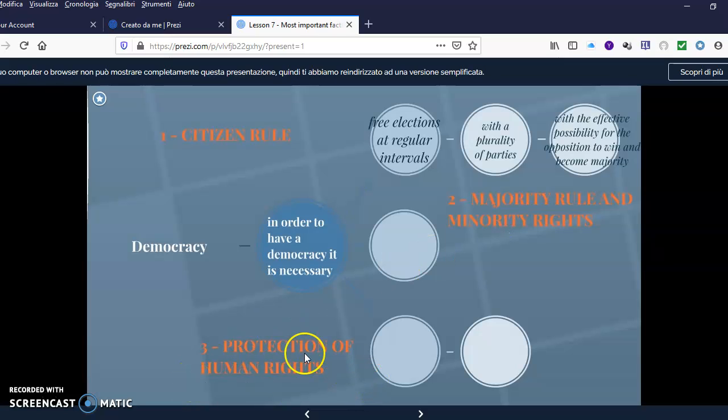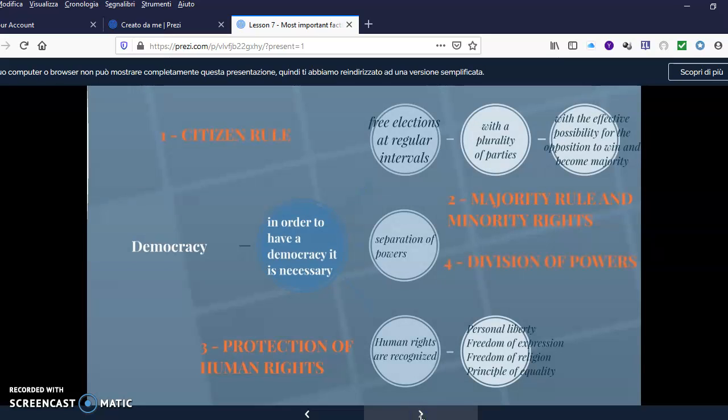Third element which has to be present, protection of human rights. It is not a democracy, the one where people are subject to the power of a state without any right. The difference between a subject and a citizen is in the democratic form of state. So human rights are recognized, not only recognized, but also defended, and you can defend your human rights in trial. Personal liberty, freedom of expression, freedom of religion, and the principle of equality is recognized expressly in the Constitution, as in Article 3 of our Constitution.